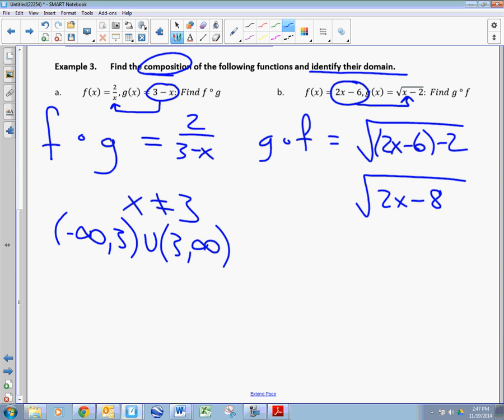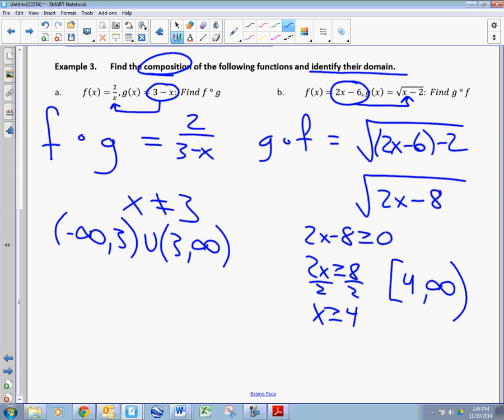How do I identify the domain of a square root? I must make that greater than or equal to 0 because you can't take the square root of a negative. Do I have to draw a graph or can I just solve it? And just solve it because it's linear. It's the first degree. So I have 2x greater than or equal to 8, divided by 2. X greater than or equal to positive 4. You can leave it like that or you can write it like this. Either way is correct.